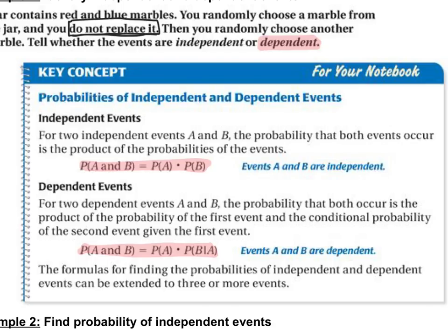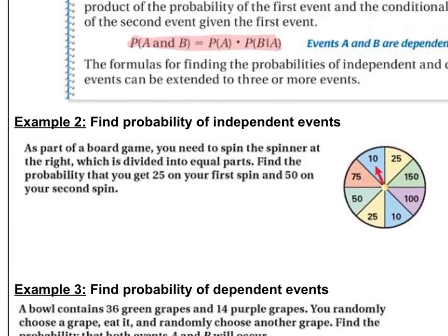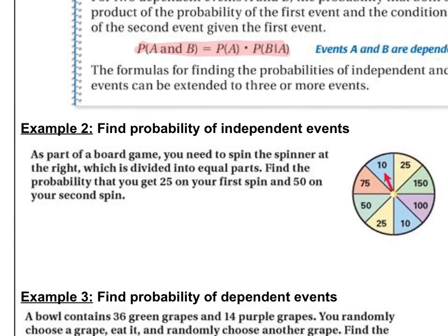All right, so let's show what that looks like. First is probability of an independent event. As part of a board game, you need to spin the spinner over here, which is divided into equal parts. Find the probability that you get 25 on the first spin and 50 on the second spin. So this is an independent event, one, because I tell you that, but two, because you're just spinning a spinner. It's not like what you spin disappears after you are done with that. So you are trying to find the probability of a 25 and then a 50.